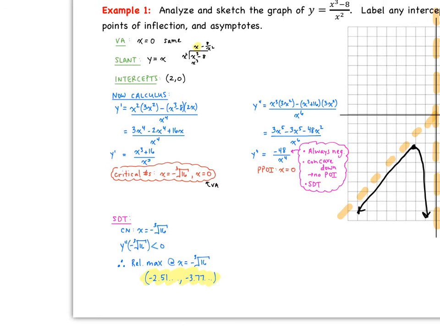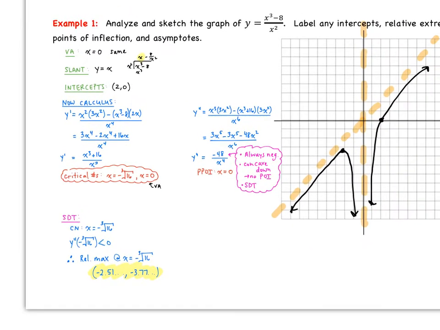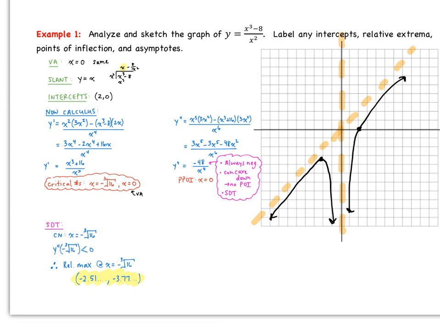We've got the pre-calculus knowledge, all the green. We've got the blue, our calculus knowledge. And now we're ready to go ahead and plot. Okay, so we go ahead, we draw in our vertical asymptote. We draw in our slant asymptote. We plot any points that we have. So we have the point 2, 0. We plot that. We've got our relative maximum at negative 2.51, negative 3.77. And we know we are concave down the entire time because our second derivative is negative. So now we can go ahead and draw in our branches.